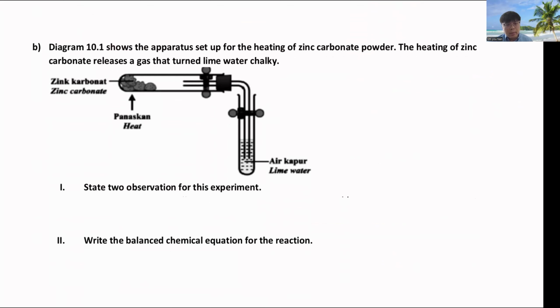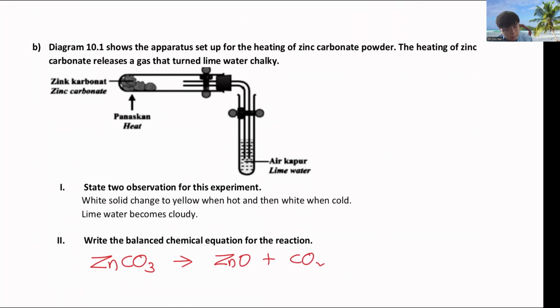Okay, now you can see here, heating zinc carbonate. You will come out with zinc oxide plus carbon dioxide. So what is the observation? First, you must know zinc oxide is yellow when hot, white when cold. Then the carbon dioxide gas turns limewater cloudy. Very simple one, a 20 marks question, quite simple.